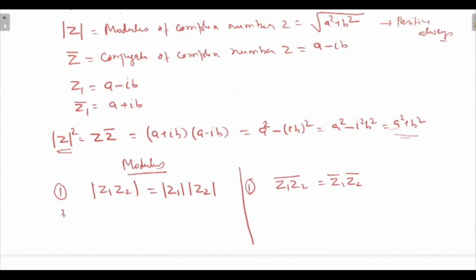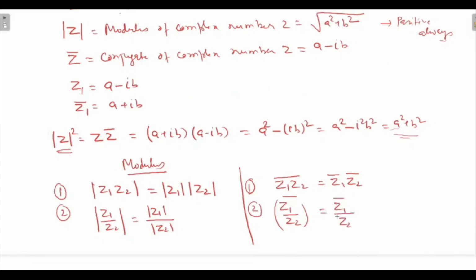Second property is, if you have two complex numbers and you divide one by the other and take the modulus of it, it will be equal to the modulus of the first one divided by the modulus of the second one. Similar property holds true for conjugate as well. So z1 upon z2, if you take the conjugate of it, it will be equal to z1's conjugate divided by z2's conjugate. So multiplication and division follow this, but addition and subtraction only happen in the conjugate part. So z1 plus or minus z2, taking the conjugate of it, will be equal to z1's conjugate plus or minus z2's conjugate. This property does not apply to modulus.